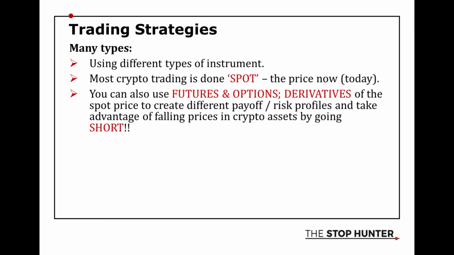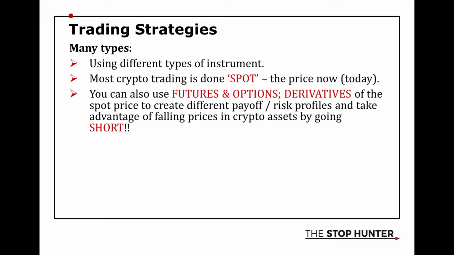Now, you can use other tools like futures and options, known as derivatives. If you open up your exchange, you'll probably see something called derivatives. Now, these allow you to create different payoff profiles. They're based on the same spot instruments, but like I said, they're a derivative of them, and you can take advantage of falling prices, for example, in crypto assets. We've been on that big down run. You can use futures to go short.